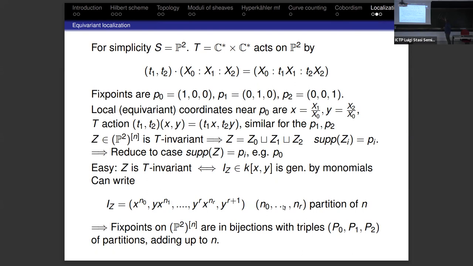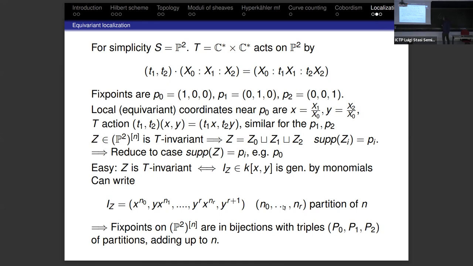You can write the generators of the ideal like this: x to the n0, y x to the n1, and so on, up to y to the r, x to the nr. What's not in the ideal is what the O of the subscheme is, and the dimension of the O of the subscheme will be the sum of the n_i. So n0 until nr is a partition of n, because obviously if these are the generators of the ideal, these numbers n_i must go down.